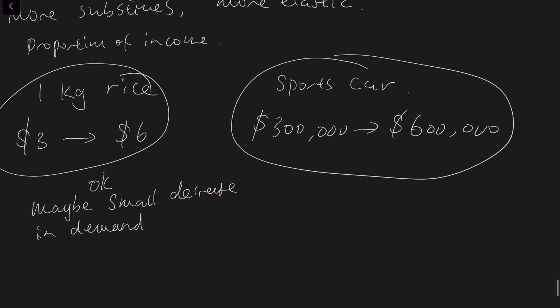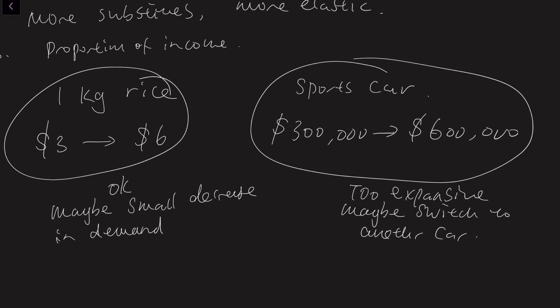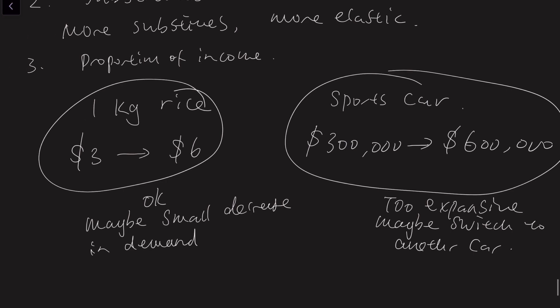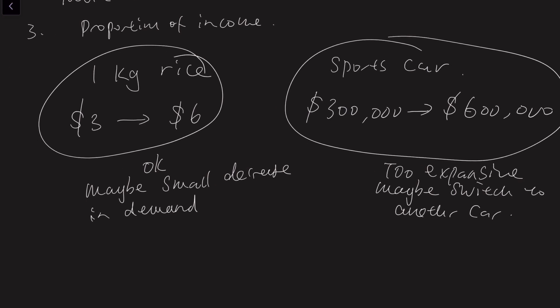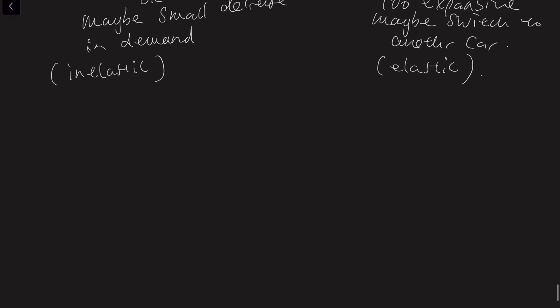For this one, however, it's becoming too expensive. Maybe switch to another car. Because $3 to $6, although the price has doubled, it's not a big deal. But then from 300K to 600K, it is a very big deal, since this occupies a very large proportion of your income. Whereas for the rice, it's a very small proportion. So in this case, the demand is a little bit inelastic. For this one, it's elastic, precisely due to this reason.